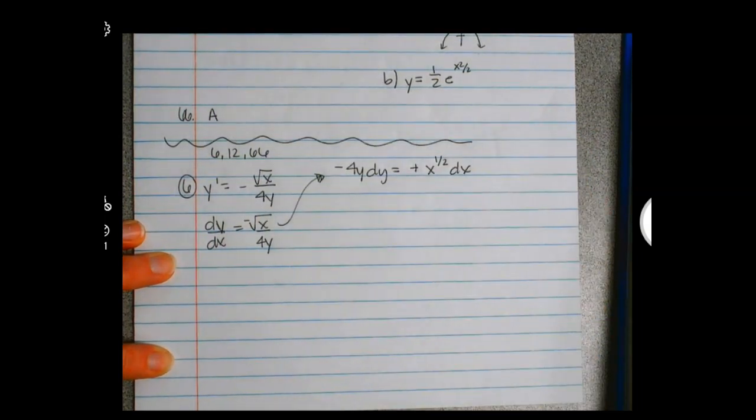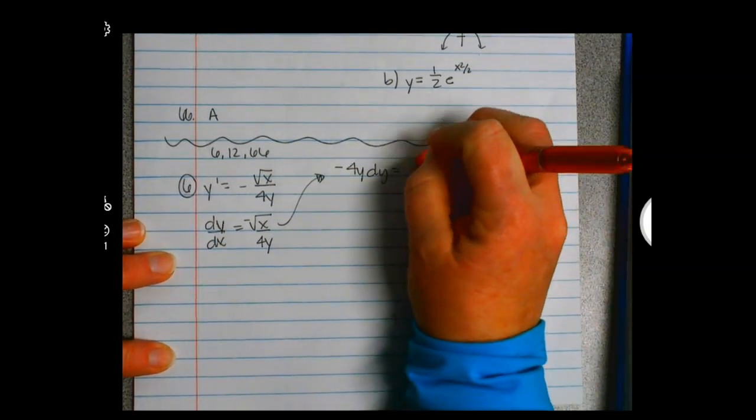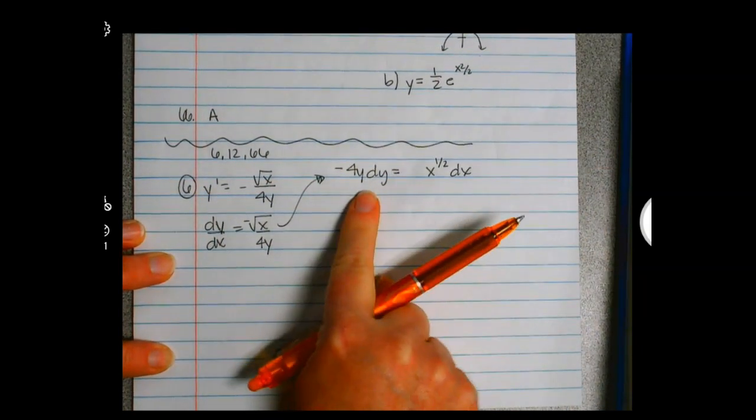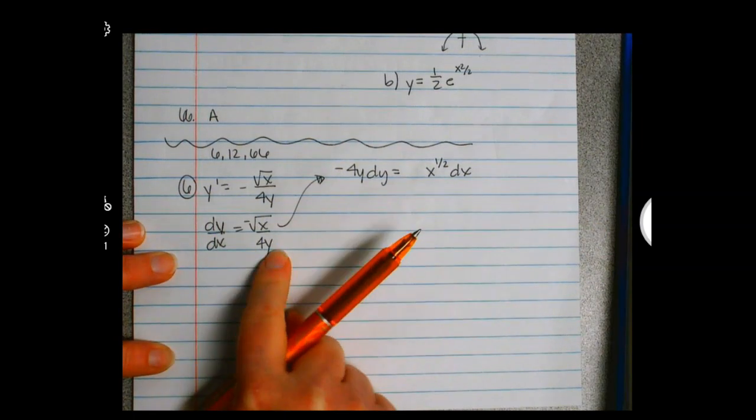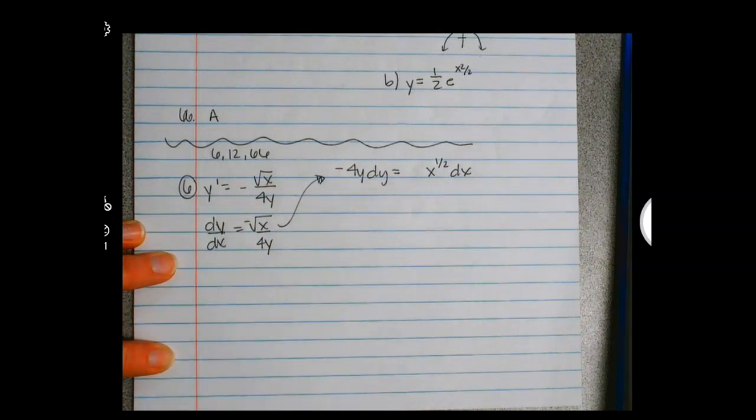It doesn't matter. There's just one negative. They kind of wrote it in the middle, so it makes sense. It could go either way. So now I have put the y's on the left, the x's on the right. I have everything written down correct, I think.